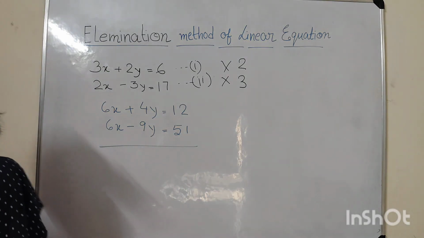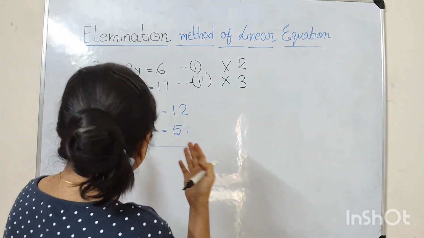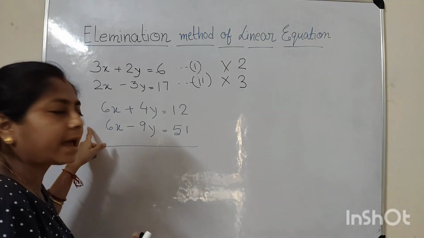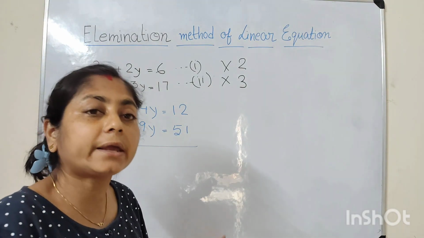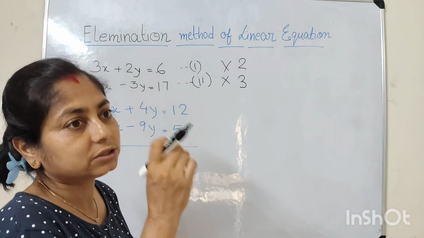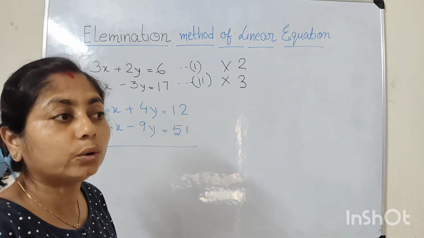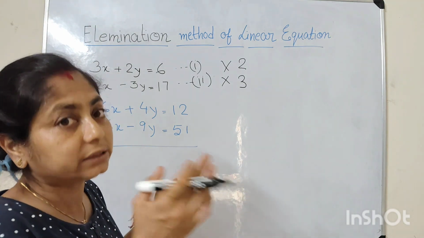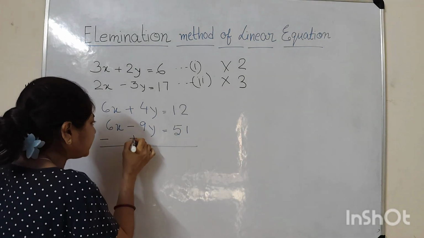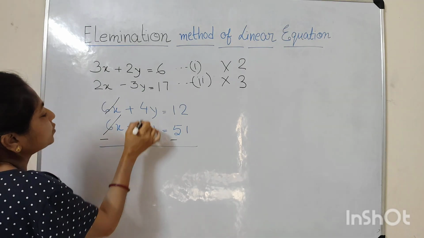Look, now we multiplied. The x variable we want to eliminate. But here there is plus 6x, here there is also plus 6x. How can I eliminate? It's not possible. So in that case, you just change the sign. If there is plus, you make it minus. Take the new sign: where there is minus it becomes plus, where there is plus it becomes minus. Clear? It is eliminated.